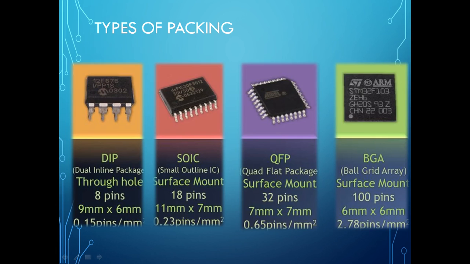There are a few kinds of packaging of microcontrollers. First is the simple one, 8 pins, dual inline package. The second one is 18 pins, small outline IC. Then the 32 pins, quad flat package, and lastly 100 pins, ball grid array. So the pin density is identified for the specific application. For 32 pins and 100 pins, it is quite dense.